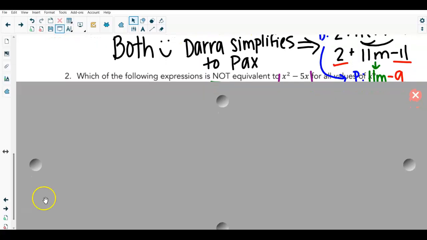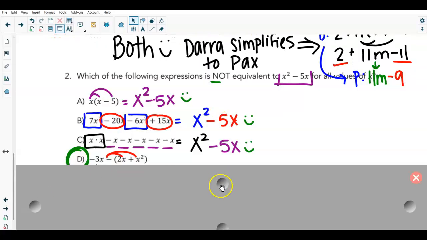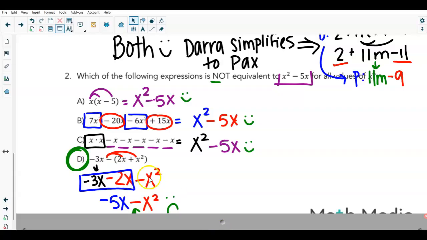Okay, then we got to this number 2. We might have started this one in class, but I'm going to show all the steps. The correct answer would be D. You can see that in each situation, when you distribute and combine your like terms, they each equal x squared minus 5x except D.